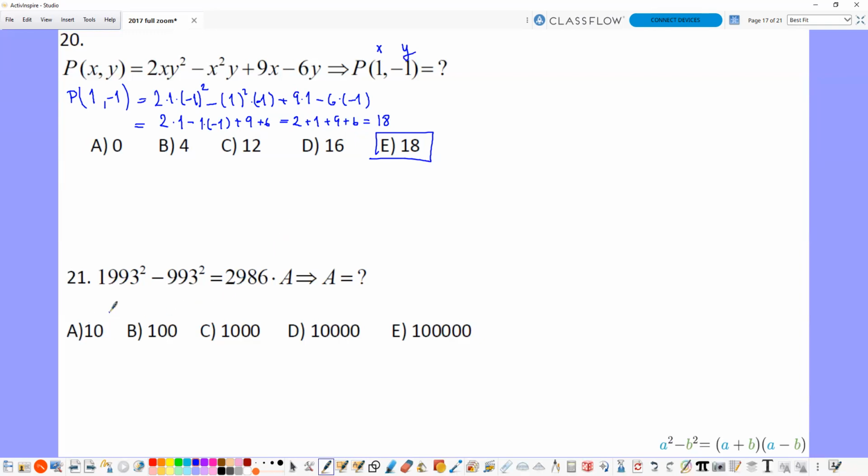Here we have a similar rule, the a square minus b square rule, that I have to use here. I'm going to find a square minus b square. If I apply the a square minus b square rule here, this is going to be equal to a plus b times a minus b.